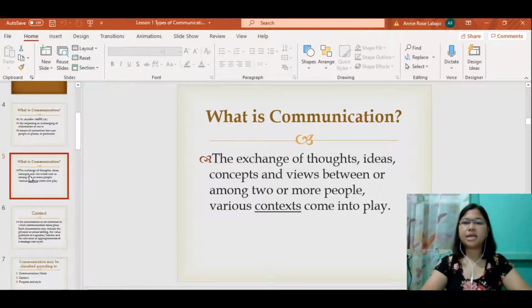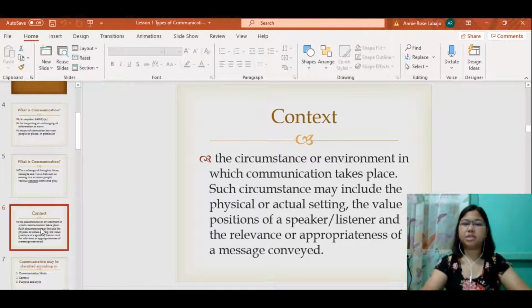Various contexts come into play. Now, what is context? And why is context important in communication? Context is the circumstance or environment in which communication takes place. Such circumstance may include the physical or actual setting, the value positions of a speaker or listener, like that of a pastor speaking in a pulpit and the congregation sitting in the pews, and the relevance or appropriateness of the message conveyed.